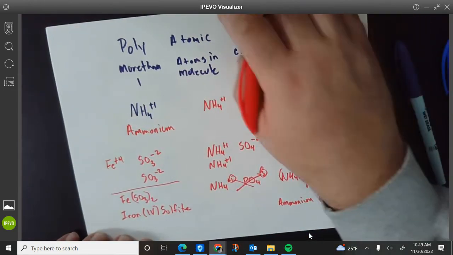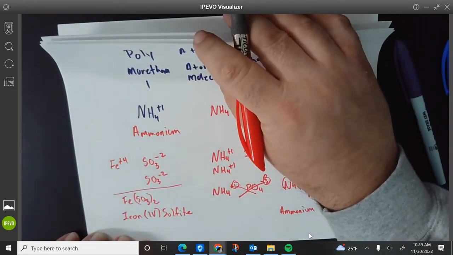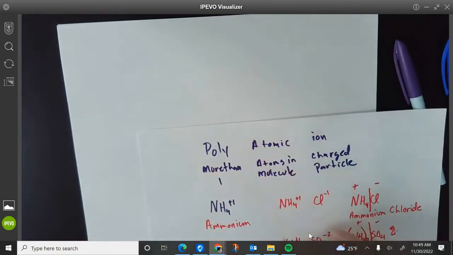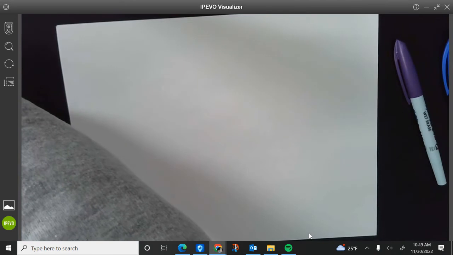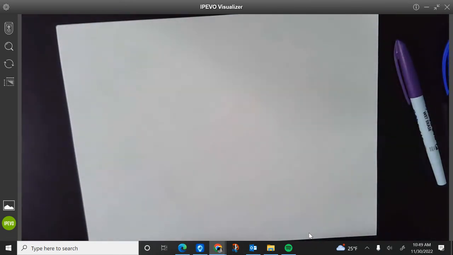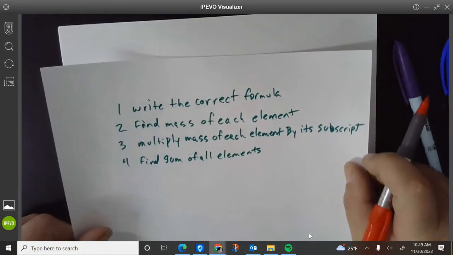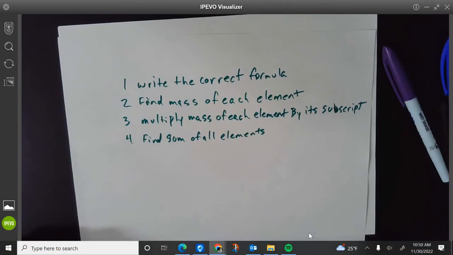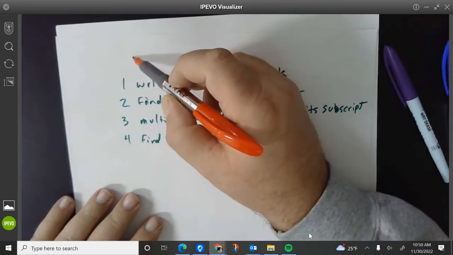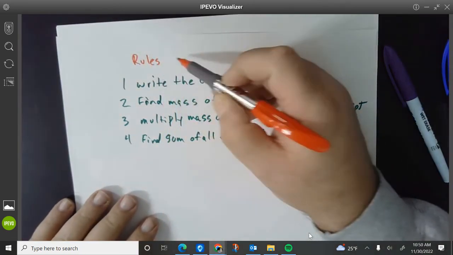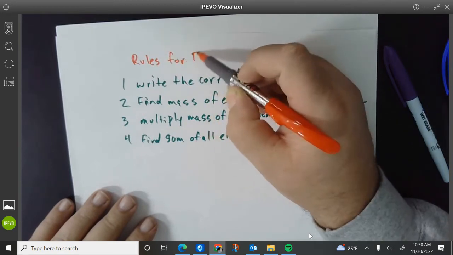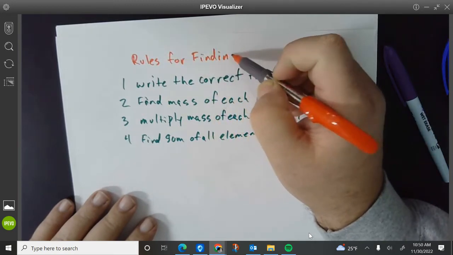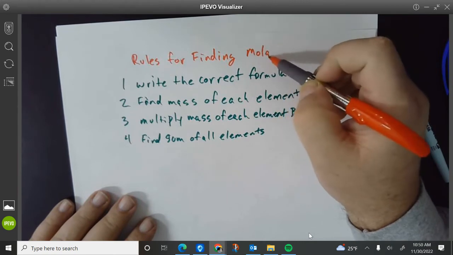Okay. What I'm about to show you is a presentation that I made many moons ago, and I fine-tune some stuff every year. One of the things that I fine-tuned was that I wanted you guys to use these 4 rules when you're finding the molar mass of a substance. These are the rules for finding molar mass.